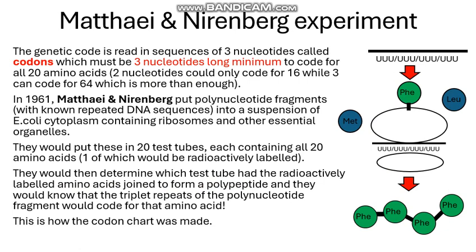So, moving on to the Matthaei and Nirenberg experiment. Basically, the genetic code is read in sequences of 3 nucleotides called codons. So you can see this image on the right that I've made here. UUU, UUU, UUU, UUU. This UUU code is a codon, so the 3 bases of uracil are a codon.